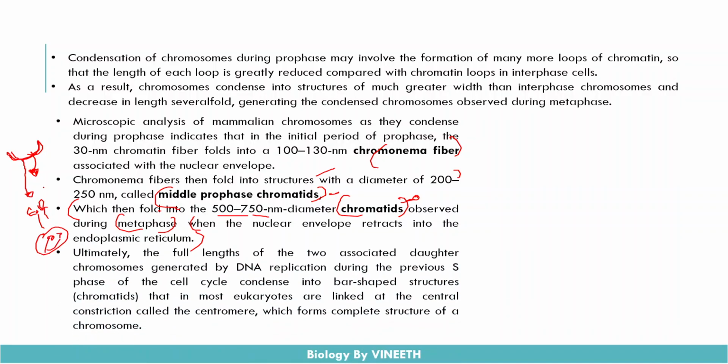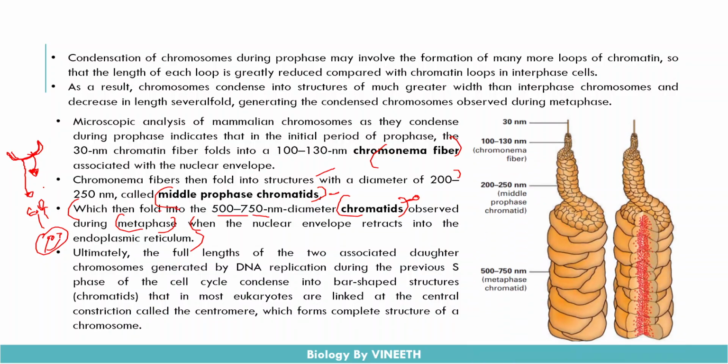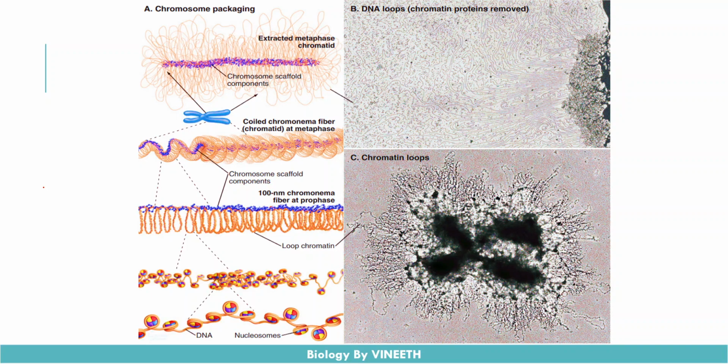Okay, and then ultimately the full length of the two associated daughter chromosomes generated by the DNA replication during the S phase. S phase is the synthesis phase, the DNA replication phase. So there the two daughter chromosomes have been generated. These two daughter chromosomes now get condensed and linked by a central constriction called the centromere. This centromere links the two daughter chromosomes and makes the complete double-sized chromosome structure. If this chromosome structure enters the anaphase, it gets separated again into two daughter chromosomes, and cell division happens. The two daughter cells will be formed at the end of the mitosis cycle. So this is the overview of the chromosome packaging.